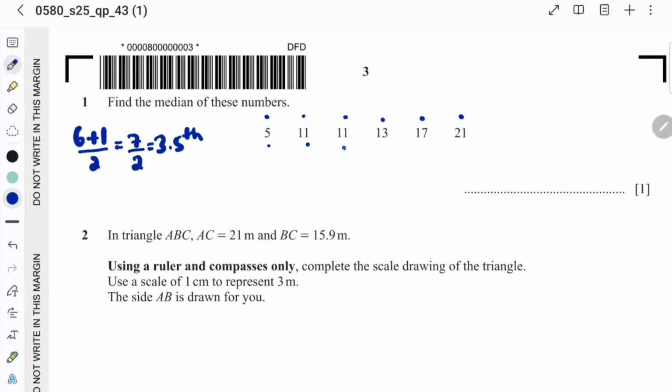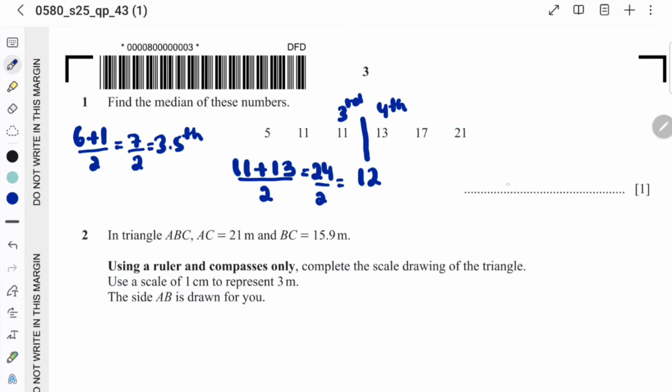So between the third and fourth value we'll have the median. The third value is 11 and the fourth value is 13. Between 11 and 13 is 12, so 12 is the median. If you cannot recognize which number is in the middle, take 11 plus 13, which is 24 over 2, and that's the same number, 12. So this is the median in this question. Actually, median is the center value in the data.